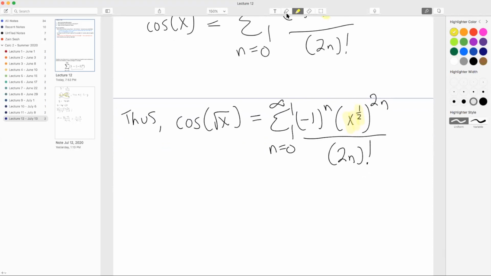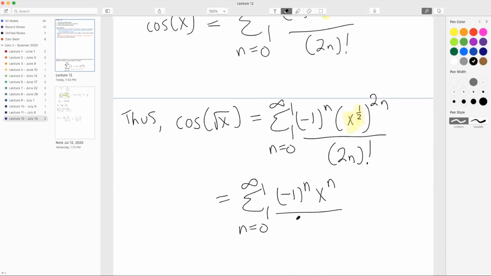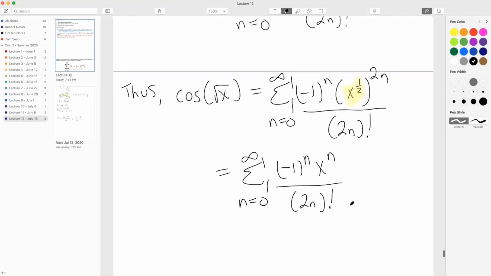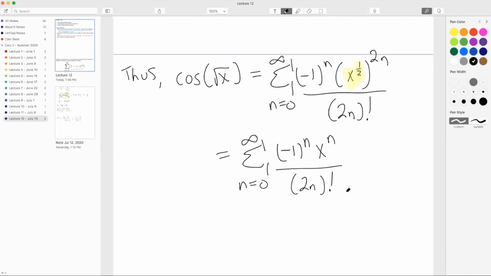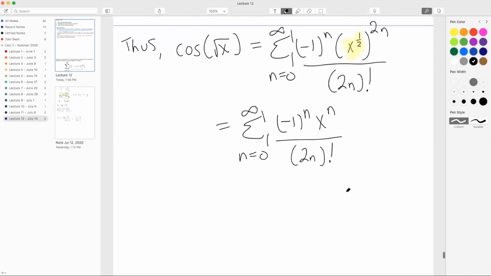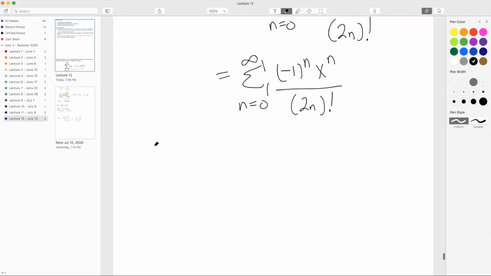And now just use properties of exponents to clean this up a little bit if you wish. This will be the infinite sum of -1 to the n. Multiply the 2 powers together, you just get x to the n over 2n factorial. That's it. So these are the kinds of questions you'll see on the final for Taylor series, okay? And you won't have to memorize any Taylor series, of course. All right, let's do one more, and then we will call it an evening.